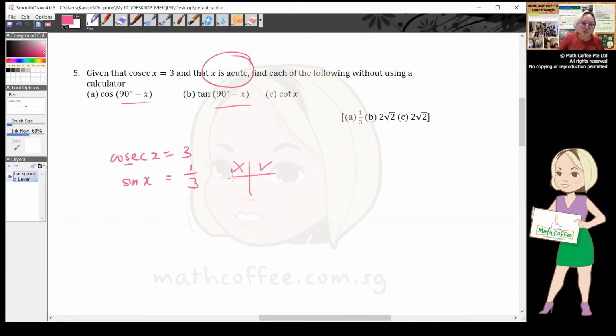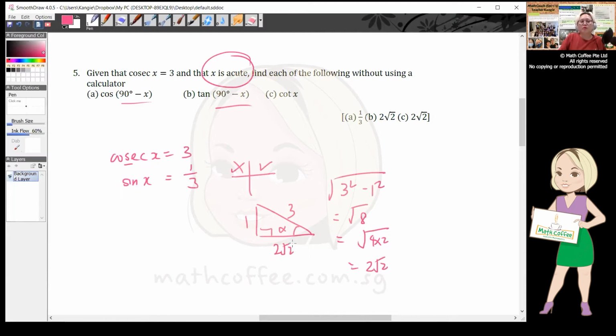So then you can draw the triangle. Okay, draw out the triangle. Since it's sine, I put basic, make it a habit. So this will be 1 over 3. That means 1, 3. So I have 3 squared minus 1 squared. 9 minus 1. So it's square root 8. Okay, square root 8 is not the simplest. You need to simplify it. So square root 8 is 4 times 2. So we know it becomes 2 square root 2. So here you put 2 square root 2.